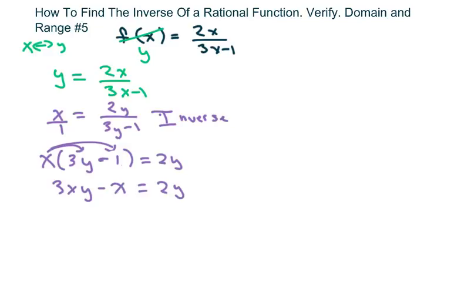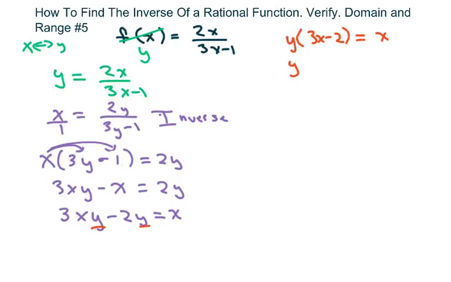Now I'm going to move my y's together and my x's on the other side like I did in number 4. I move the x on the other side. And now factor out the y. So you factor out this y here, because we're solving for y. You get y times 3x minus 2 equals x, and then divide both sides by 3x minus 2. So this is your inverse. This is your f.